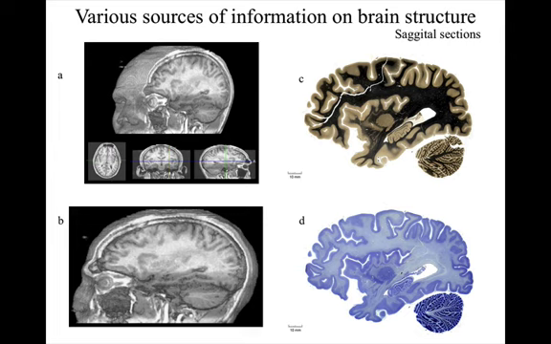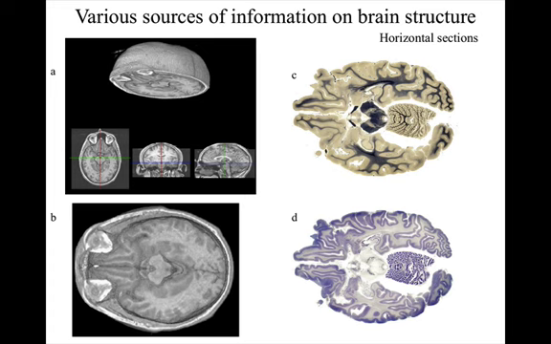So this illustrates the same kind of comparison for a sagittal slice, running from front to back. And of course, for some structures, a sagittal slice may give a better perspective, and similarly for a horizontal slice.